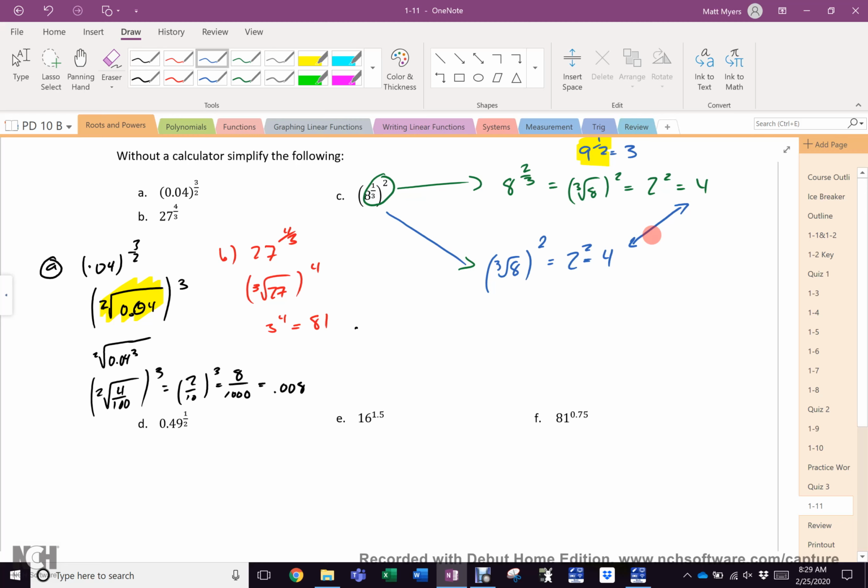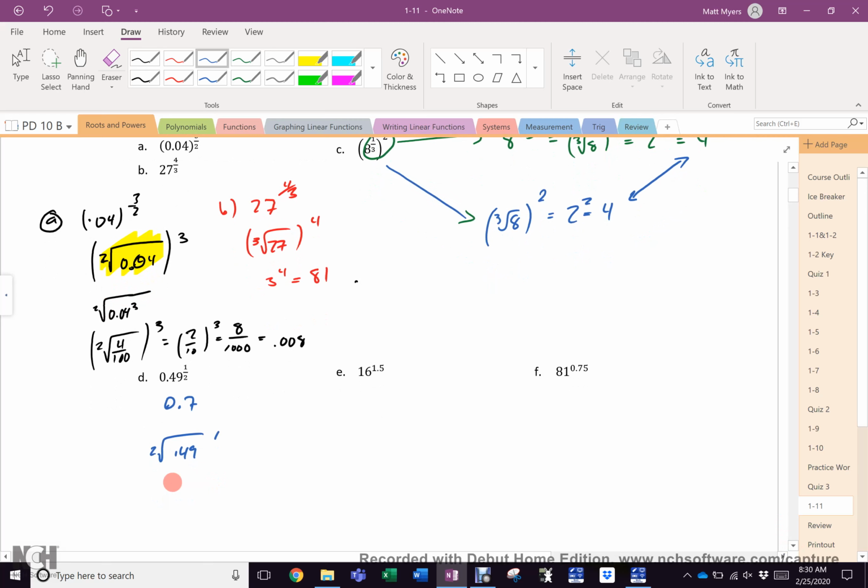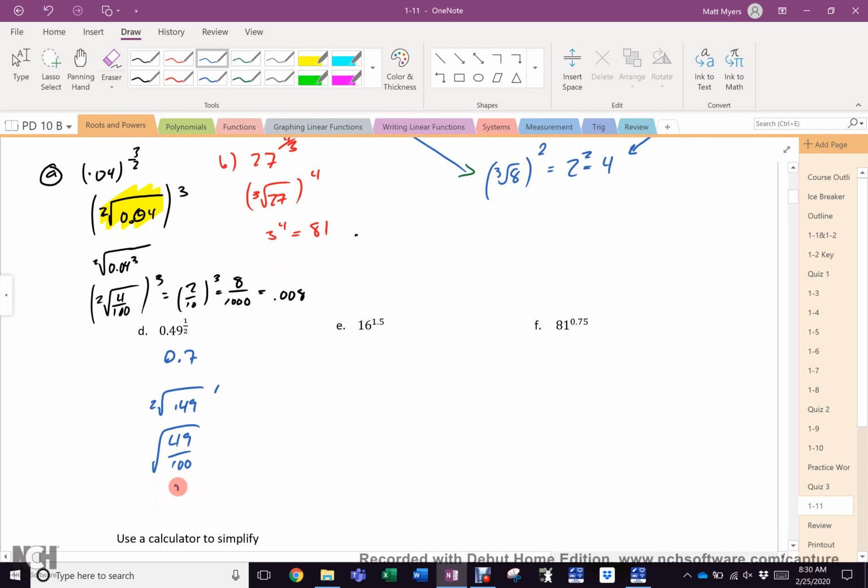What is that? Seven times seven? 7 times 7 is 49. That's not 49. 0.7. Yes, you're absolutely right. It is 0.7. Why? Okay, so the 1/2 means I've taken the square root of 0.49 to the 1. And the square root of 0.49 is, of course, 49 over 100, which is, of course, 7 over 10, which is, of course, 0.7.